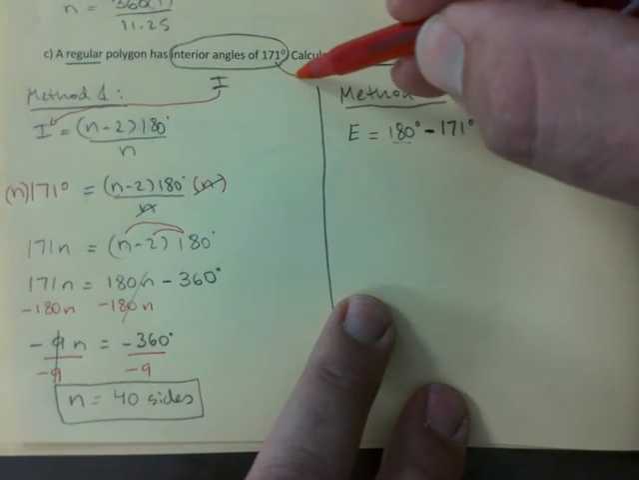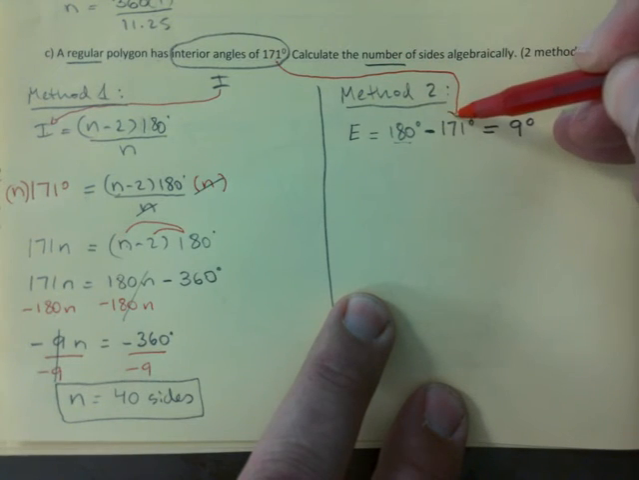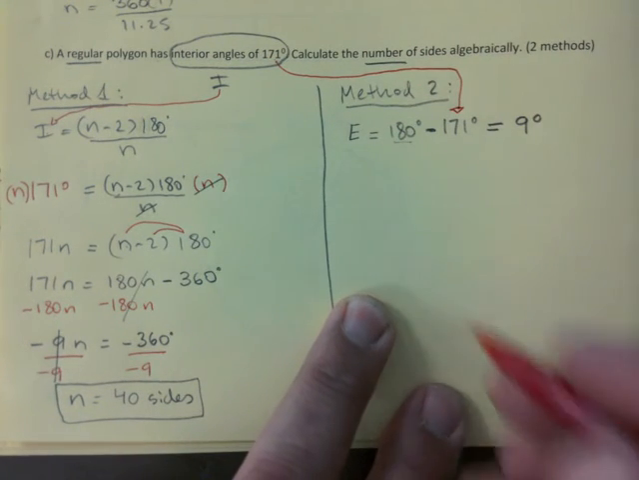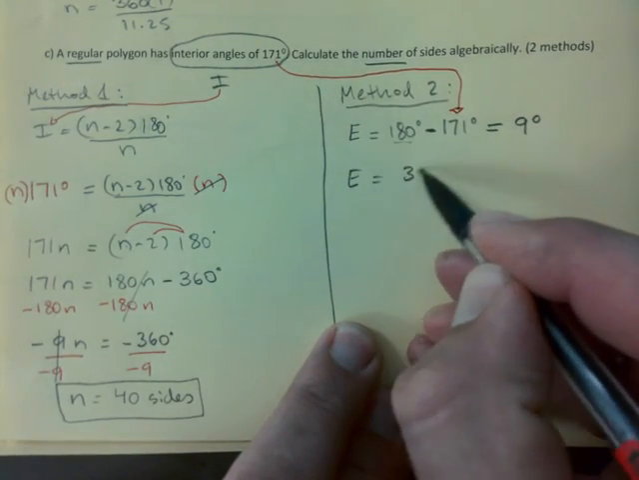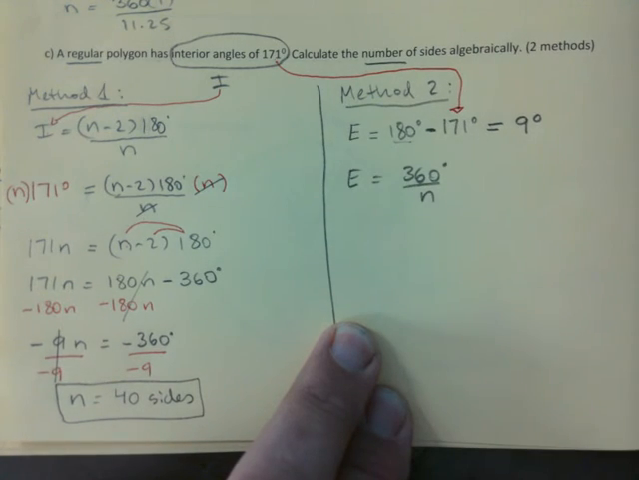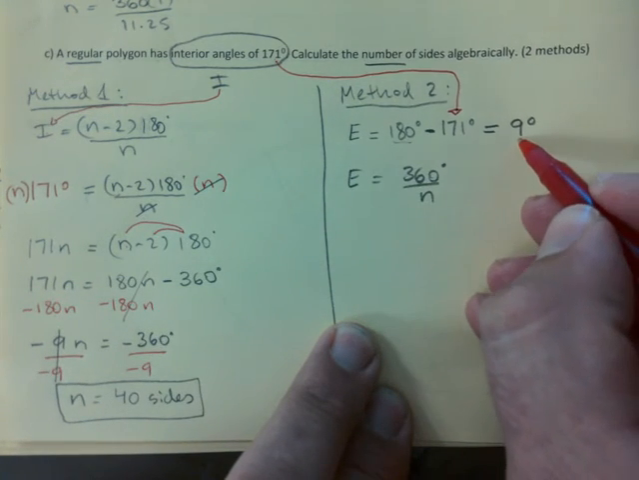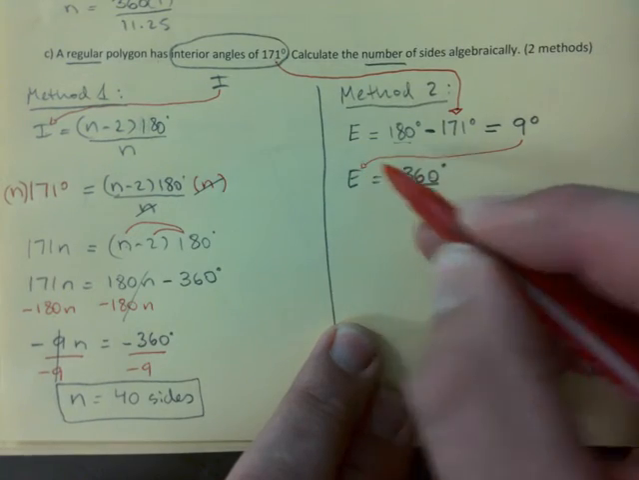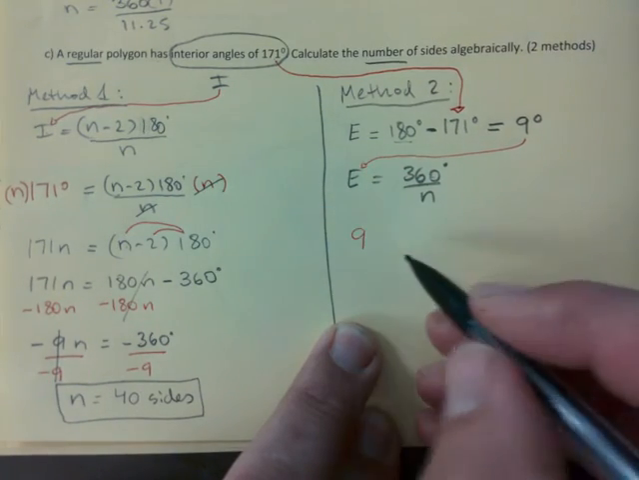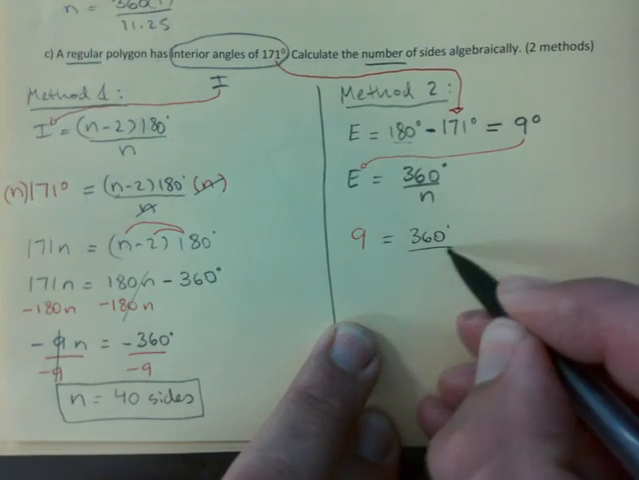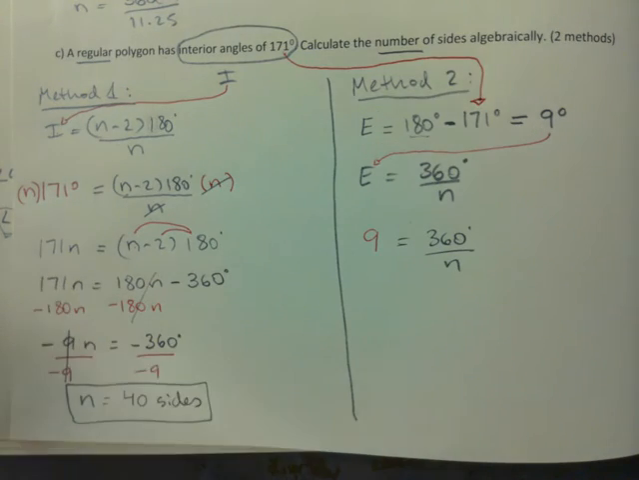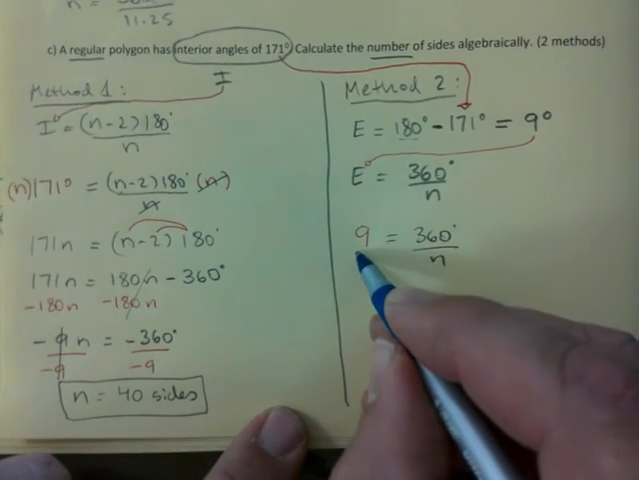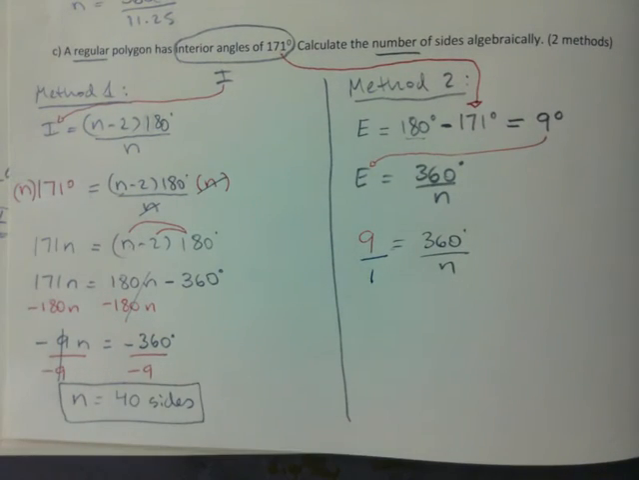So the 171 came in here. Okay? And now I'm going to use this one. Now that I have my exterior angle, I will use this formula. Right? I know that this is 9. So I'm going to go 9 is equal to 360 over n. And what's happening now? Proportions, which is cross multiply and divide, right? Yeah, it's proportional reasoning. Yeah, exactly.